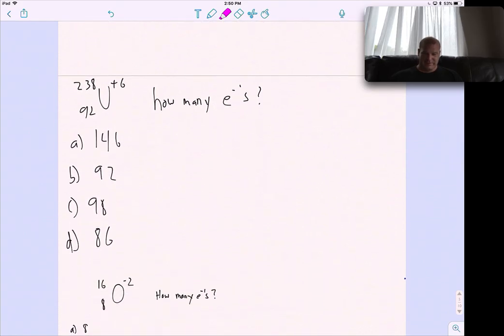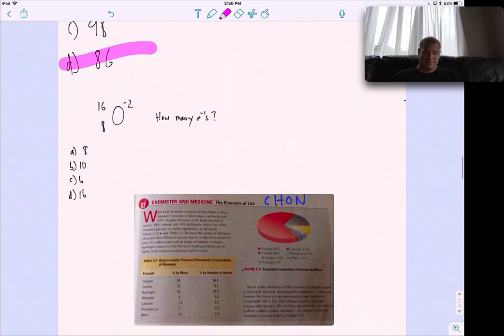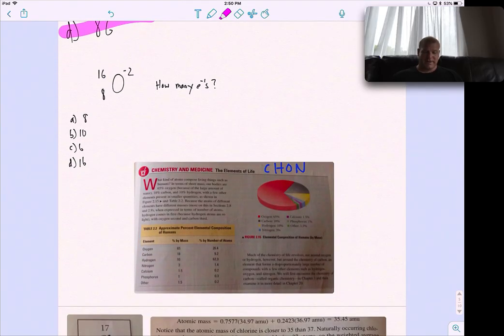So let's go to this example here. Uranium-238 plus 6. How many electrons? Well, uranium has 92 protons, so it should have 92 electrons. The plus 6 means it has 6 fewer, so 6 are removed, 86. Oxygen minus 2. How many electrons? Oxygen has 8 protons as determined by the 8 in the lower left corner. Minus 2 means there are 2 extra ones, so 8 plus 2 is 10.